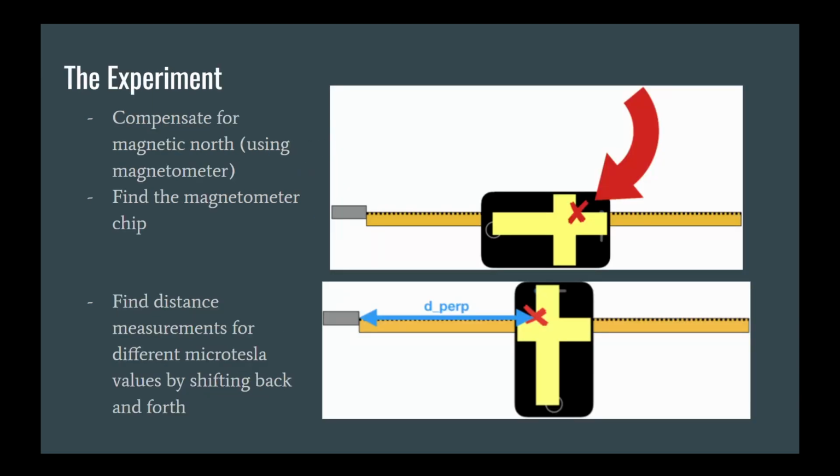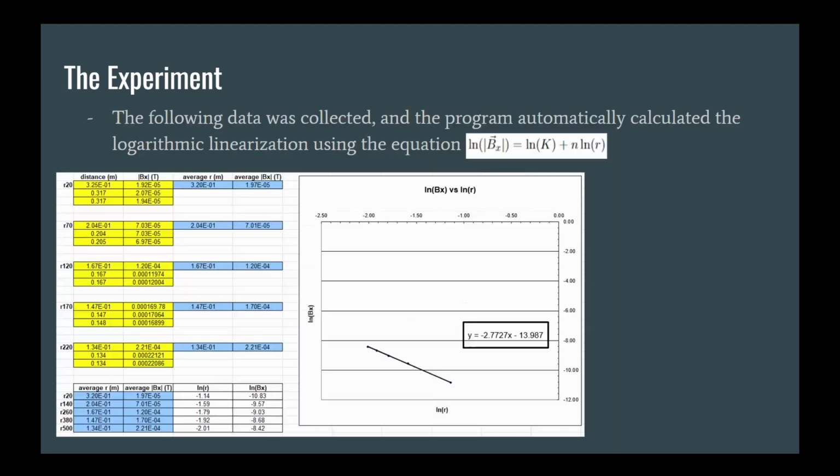In the actual experiment, we had to compensate for magnetic north, which includes using the magnetometer to find where the actual X component of the magnetic field of the Earth is as small as possible. We then had to find the magnetometer chip, which we pointed out on the phone using different pieces of tape. Then we actually shifted the phone magnetometer across the axis of the magnetic dipole in order to achieve desired microtesla values, and we recorded the distance at which these occurred.